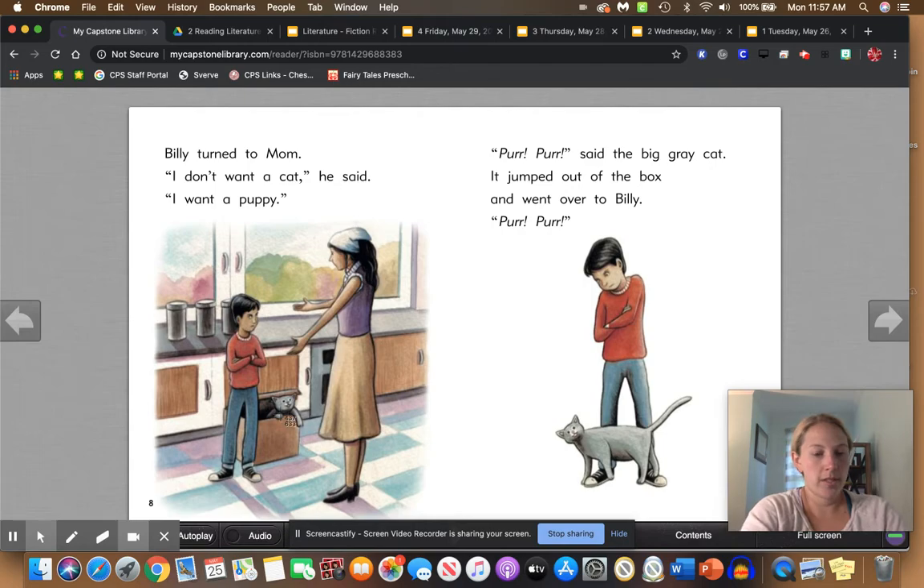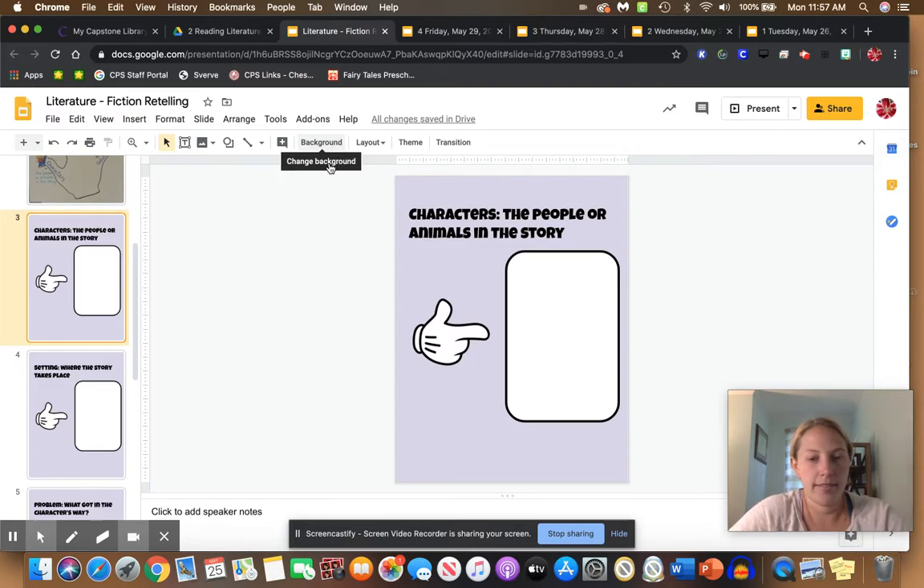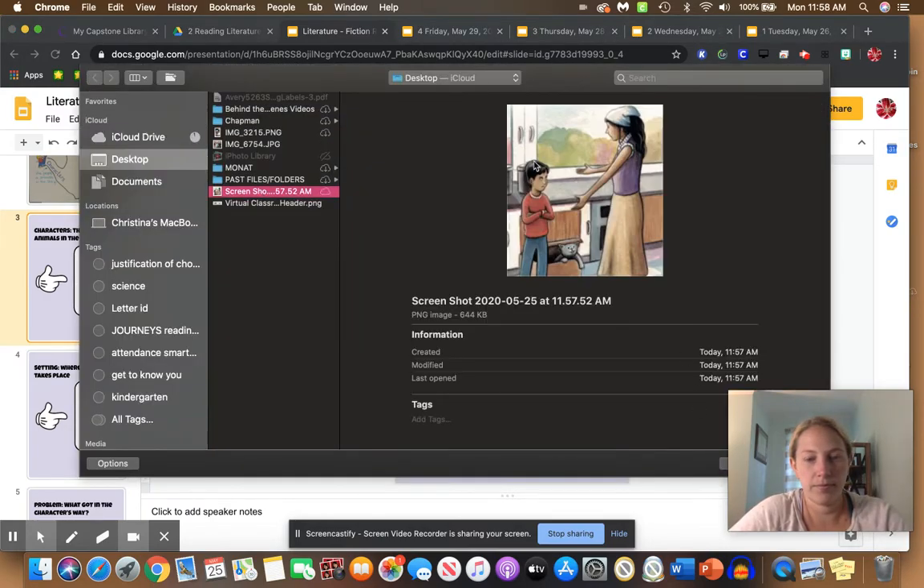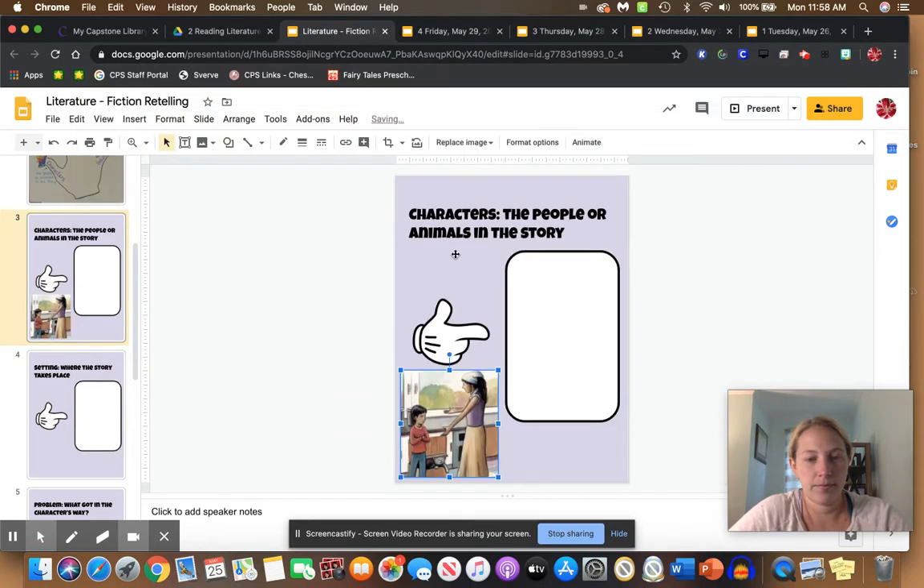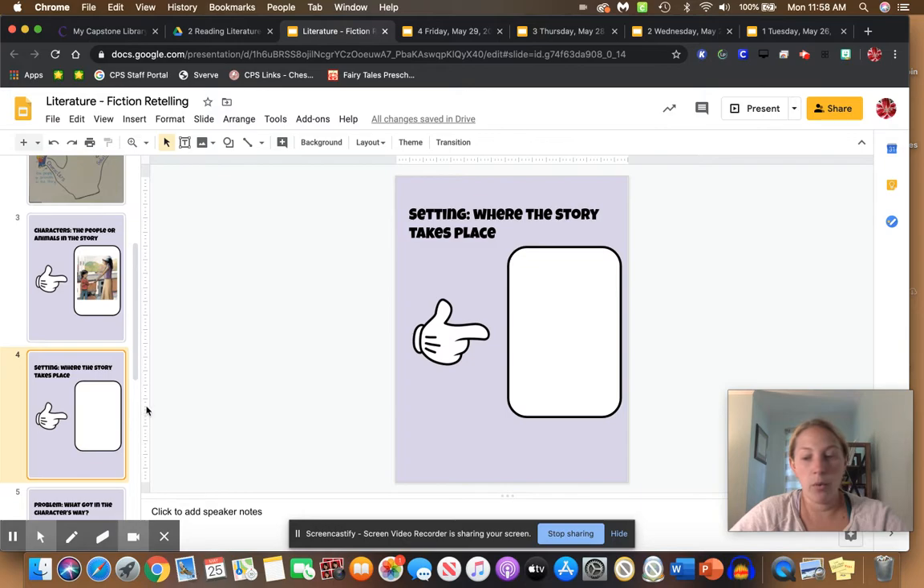So I'm just going to snag a picture of this to use on my planner. Here we go. So those were the characters in my story. And now I have to think about where it takes place. What was the setting of this story?